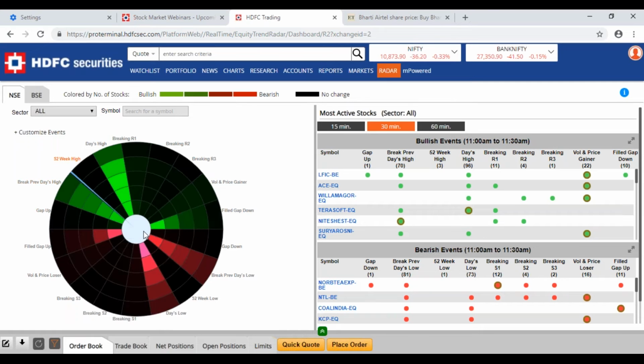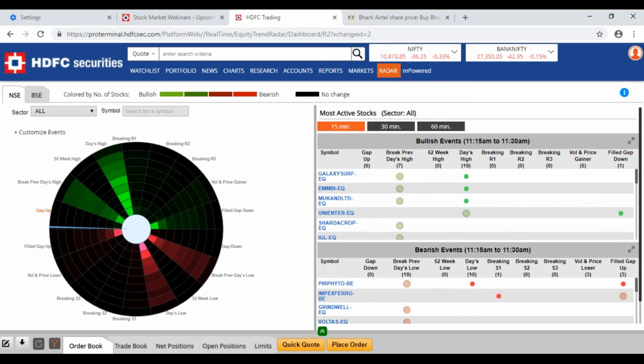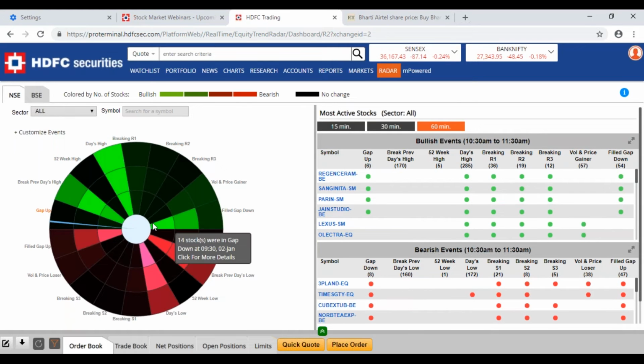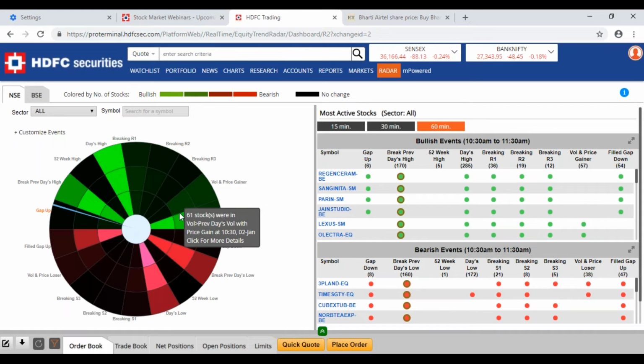These are the time zones. And you can accordingly decide what time zones you want. If you want to check every 15-minute detail, then this radar will have more circles. If you select 60 minutes, that means every hour, then this radar will have fewer circles. So the first always represents 9:15 to 9:30, then 9:30 to 10:30, and then now it is going to be 11:30. That is why you can see this third circle forming, right?